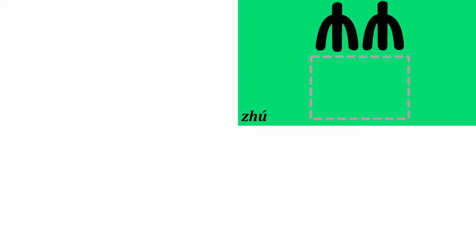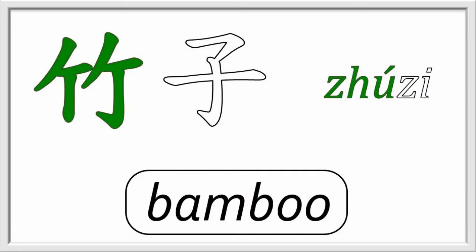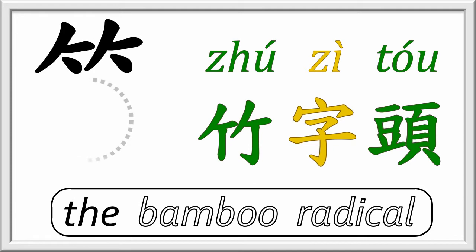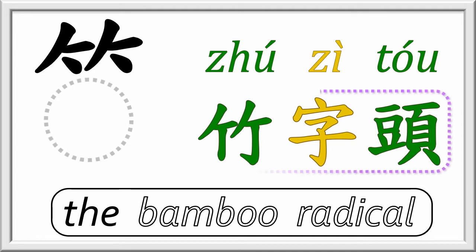Pronounced second tone, zhú. There are many different calligraphic styles, so here are two versions of the bamboo radical, which enter into the composition of other characters. As a plant, bamboo takes the unstressed z ending, 竹子, which makes it easily recognizable as a noun. Otherwise, when bamboo serves as a radical at the top of another character, it's called 竹字头.